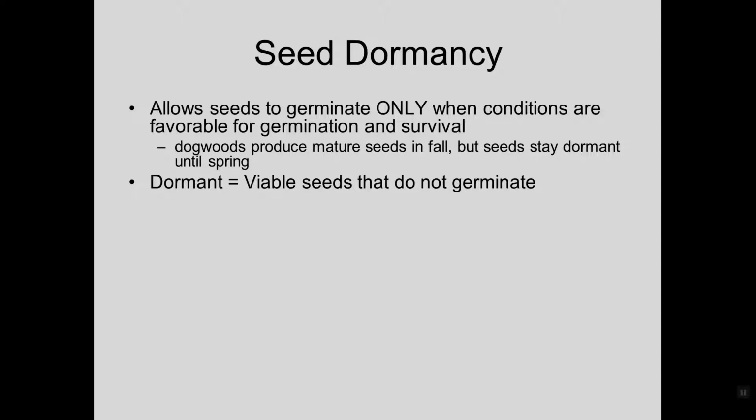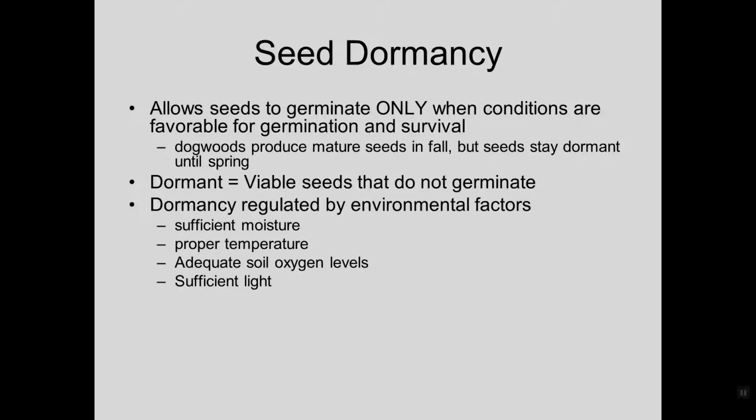A dormant seed is a viable seed that does not germinate. So that's what dormancy is. It's not a dead seed. It's still dormant, and you need to do something to break the dormancy. That dormancy is usually regulated by environmental factors. The things that break it are sufficient moisture, proper temperature and warmth, oxygen in the soil, and sufficient light. All four of those things happen in the springtime, and that will break the dormancy of lots of seeds, and then they'll germinate.